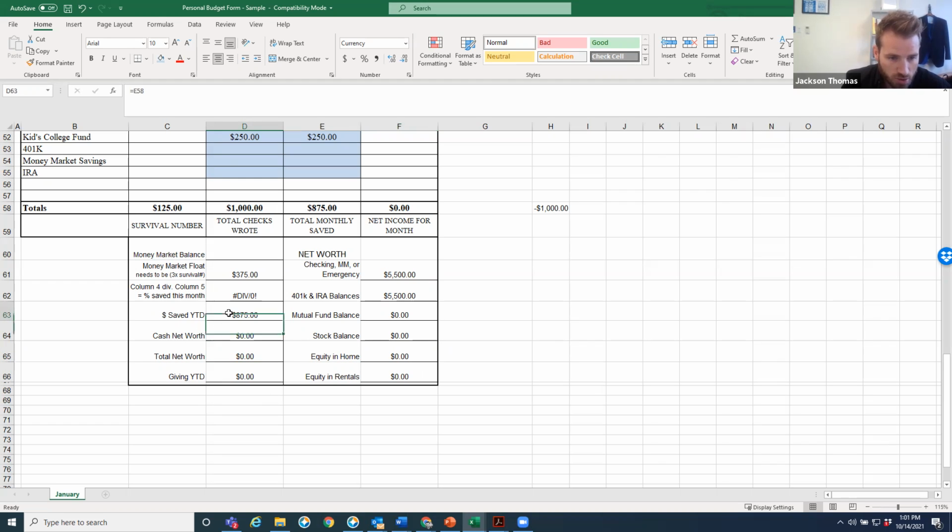Okay. Then you want to track how much you're saving per month, or sorry, year to date. And then I don't know if any of y'all have any rental properties, but I guess you could do it. So these are the things that I would be manually entering. These have formulas associated with them. Money market flow, and then money market. Oh, I guess money market balance.